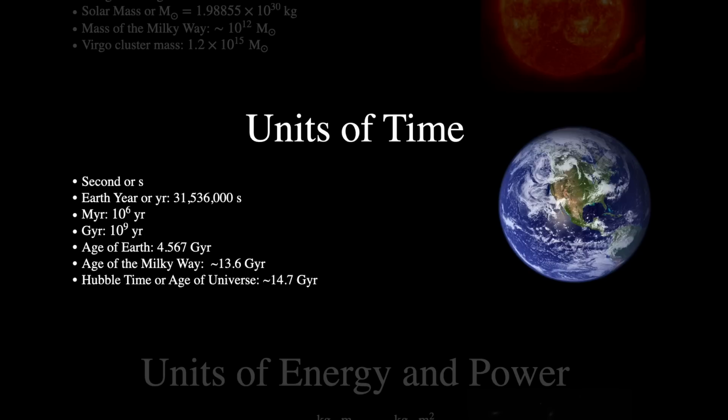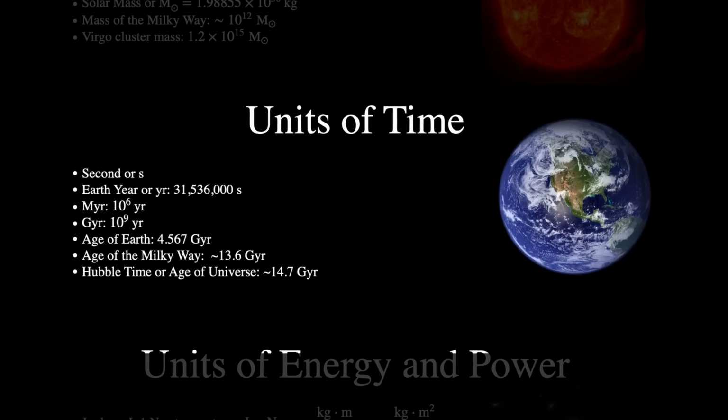Cosmologically, we more think of things in millions of years, like megayears, 10 to the 6th years, or gigayears, 10 to the 9th years. The age of the Earth is about 4.567 gigayears. The age of the Milky Way is approximately 13.5 gigayears. And a characteristic age for the universe, which we call the Hubble time, is about 14.7 gigayears. And these are the types of time units that we care about cosmologically. We really do care about millions of years and billions of years in cosmology.